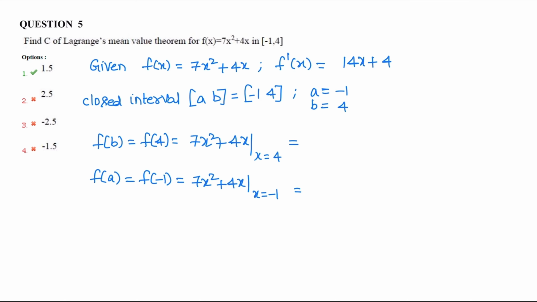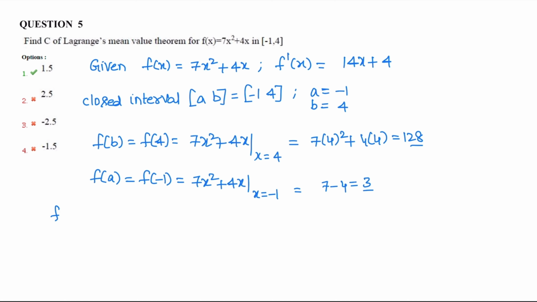Now f of b. Substitute the value 4 in the function f of x, b is equal to 4. So we will get f of b, 7 into 4 square plus 4 into 4, it is 128, and f of a, f of minus 1, its value is 7 minus 4, that is 3. Here f of b is 128, f of a is 3.